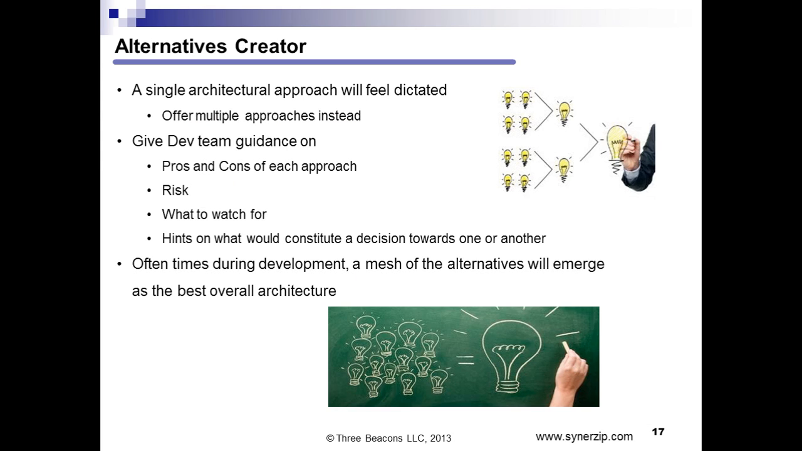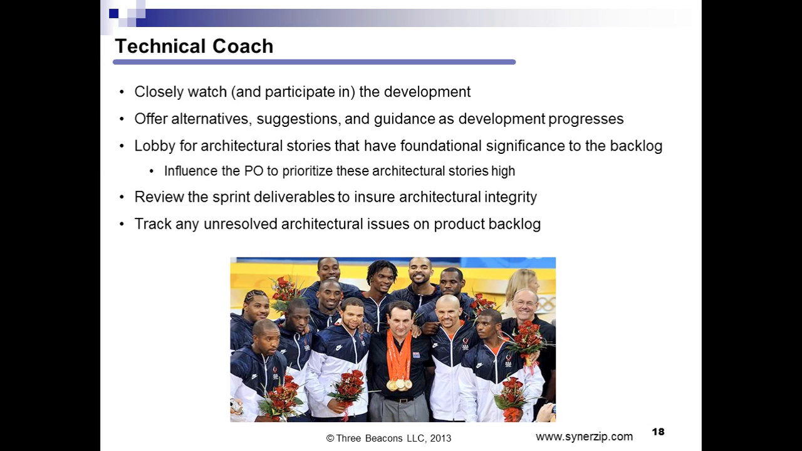Technical coach, a very important aspect of the Agile Architect role. And this involves giving suggestions and guidance to the developers during the sprints, and then obviously lobbying the product owner to prioritize the architecturally significant stories very high in the backlog so that those learnings can occur quickly in the project, and even go so far as reviewing the sprint deliverables to ensure that there is some level of architectural integrity, and the architect may learn something about the implementation of an architecture that they did not realize previously.